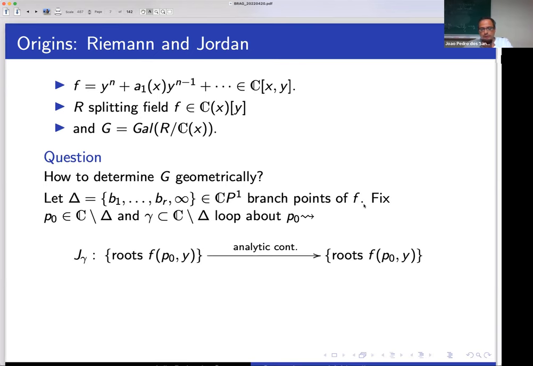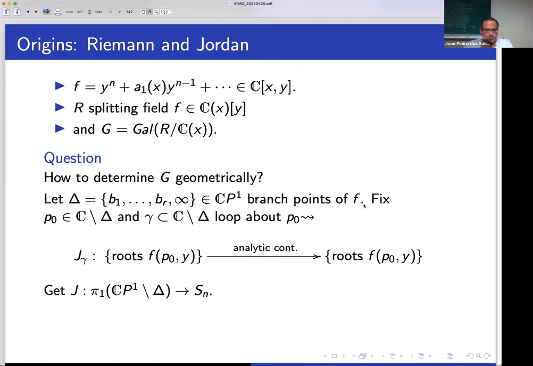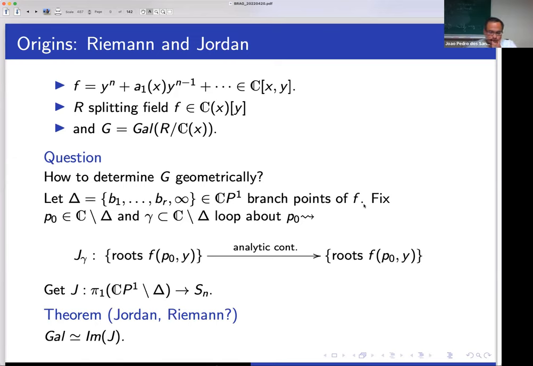And for each loop, you get an analytic continuation, okay? So you have its roots, and then you do analytic continuation, a very simple procedure. And then out of that, you get a representation of the fundamental group of this punctured sphere into the symmetric group. And well, if you want to trust Abianca, this is due to Riemann. And if you want to trust other people, then this is Jordan's theorem. And well, I wasn't able to verify either of them. But okay, so this is a theorem of two distinguished mathematicians. And it's quite simple and quite beautiful, I think.